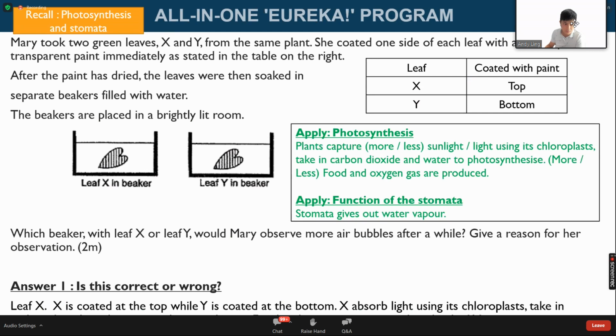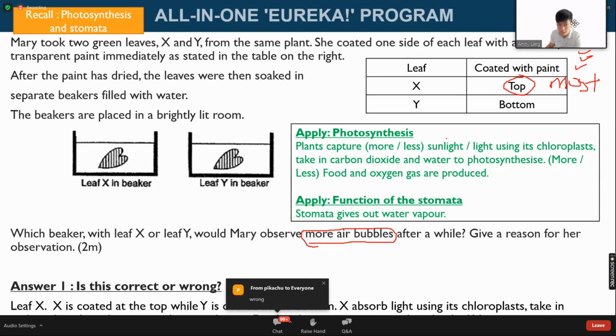I want you to look at this statement. Let me know, what do you think? Is this right or wrong? Which leaf will produce more air bubbles? Okay, let me guide you first. Only the top pane is coated, right? With a transparent pane, correct? So at the bottom, most of the stomata is exposed. Only the top is coated, so most of the stomata is not coated. In other words, you should expect to see most stomata in the underside. So the underside is correct. Parents, do you understand that?